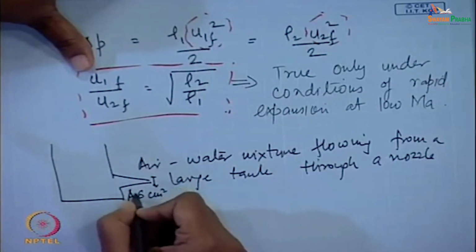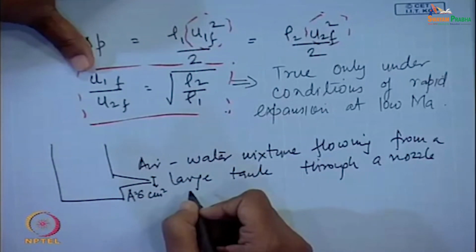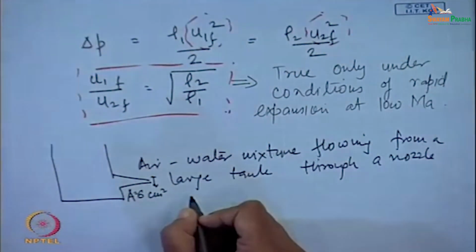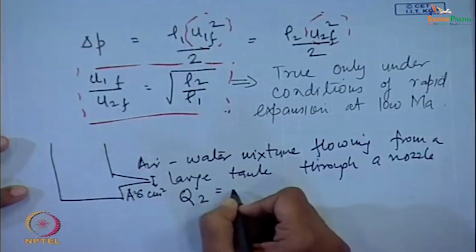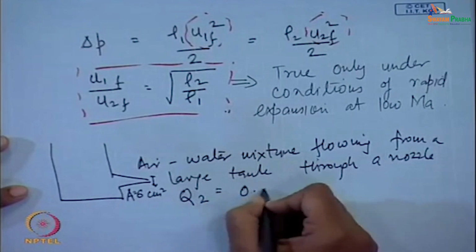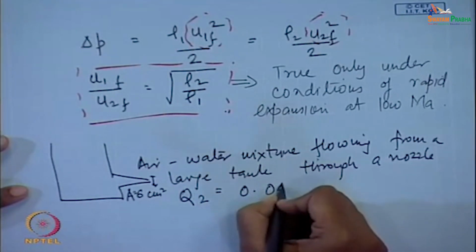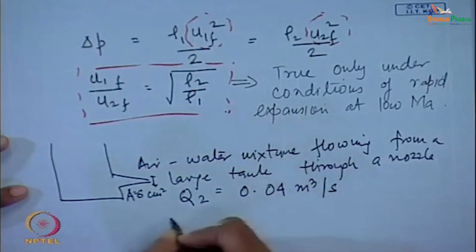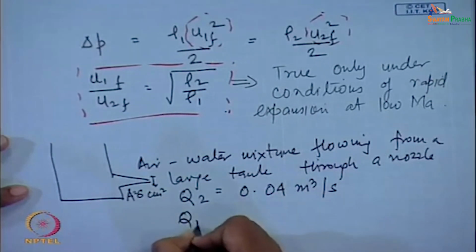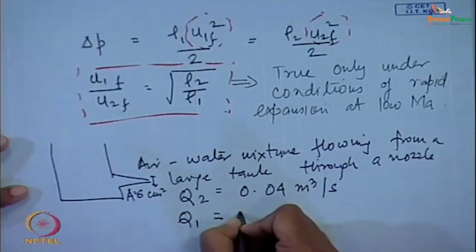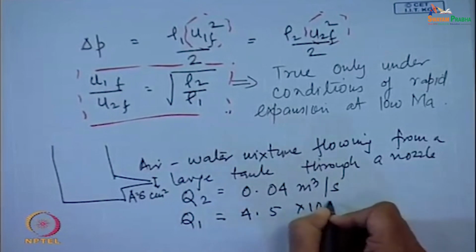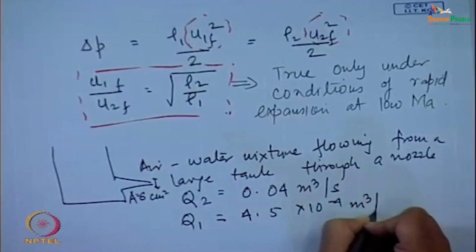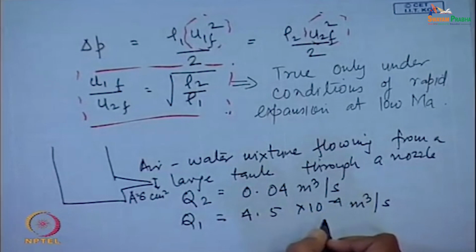Okay. A equals 6 centimeter square, and I have the flow rates: Q air or Q2 is equal to 0.04 meter cube per second, and Q1 will be equal to 4.5 into 10 to the power minus 4 meter cube per second. Okay. So, this is all.